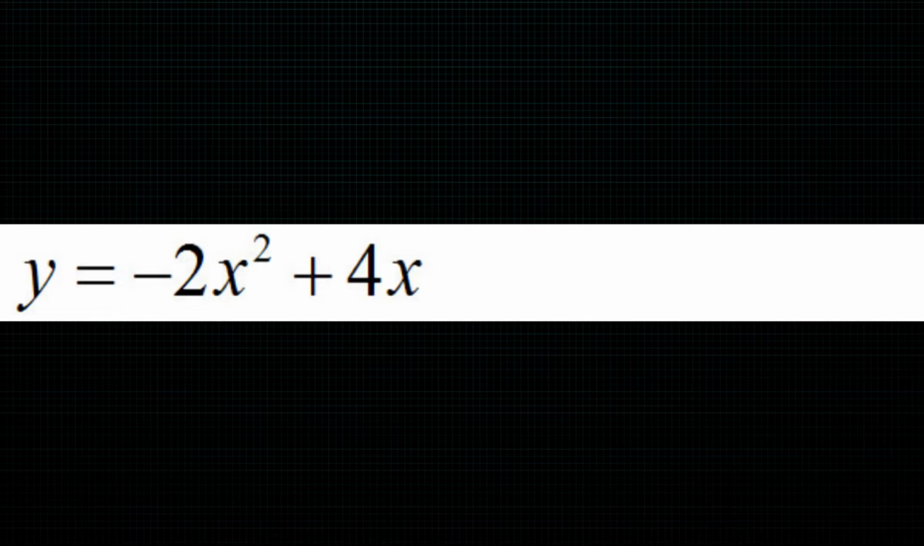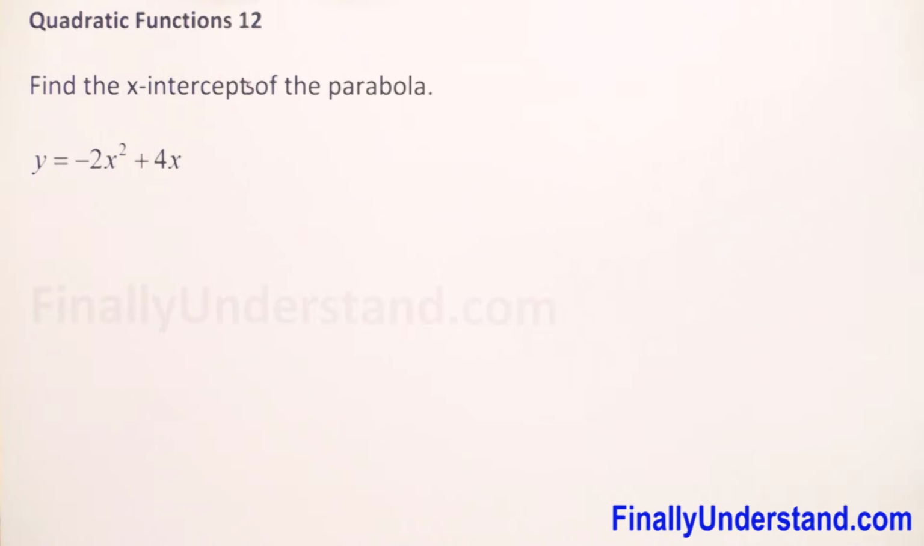We have to find the x-intercepts of a parabola. First, what are x-intercepts? The points at which a graph crosses the x-axis are called x-intercepts, and the x-intercepts of a graph of the equation can be found by setting y equals 0.